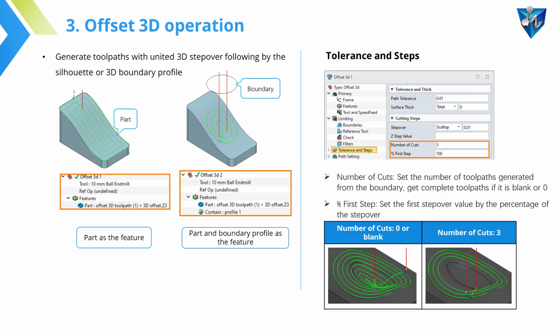Next operation is offset 3D. Based on different feature situations, we generate toolpaths with 3D step over following the silhouette or 3D boundary profile. In the tolerance and steps tab, number of cuts is used to set the number of toolpaths generated from the boundary. If it is blank or 0, it will generate complete toolpaths. And percentage first step sets the first step over value by percentage of the step over value.